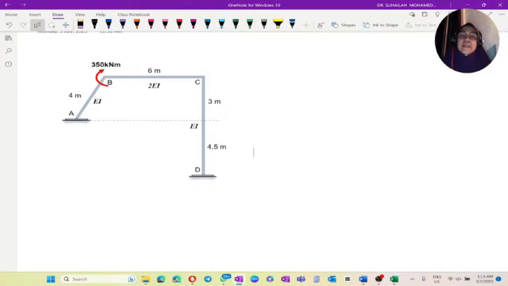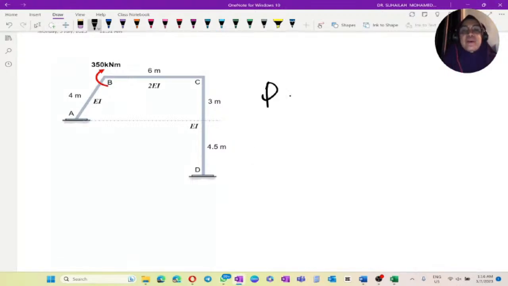The first part is for table number one. The first part is actually for the no sidesway frame, the properly restrained frame, and the second part of the analysis is for table number two. In table number two, we will analyze the frame due to sidesway. So we will start with the first part first.